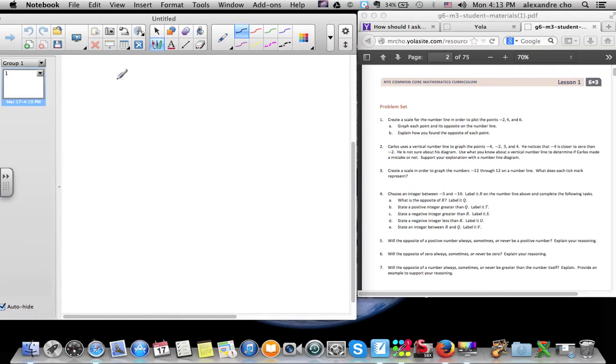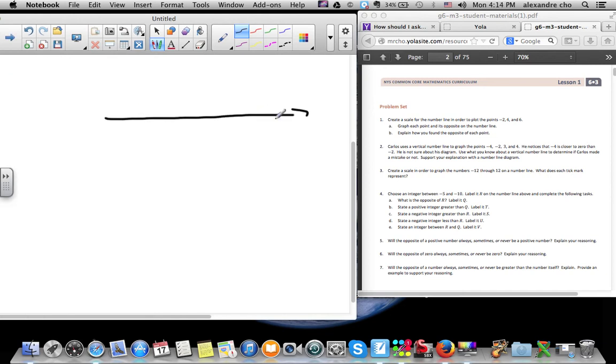Okay, here we go. It's page 2, 4, 5, 6, 7. So not that many. So 1, create a scale for the numbered line in order to plot the points. So you can simply create a number line. Okay, and let's see. We can make -3, -2, -1, 0, 2, 3, 4, 5, 6, and that should be a 3. So graph each point and its opposite on the number line.